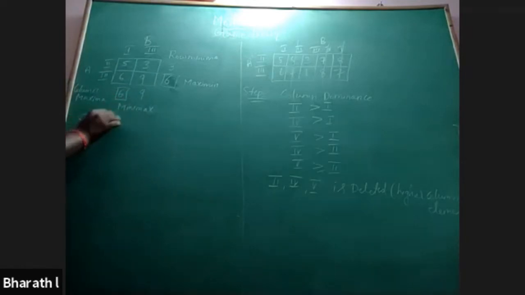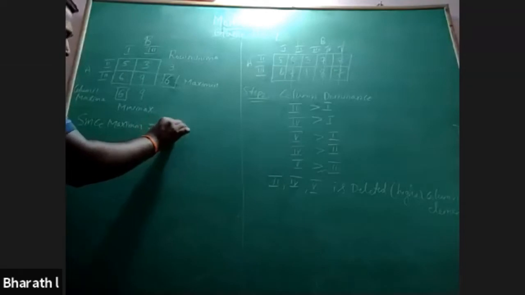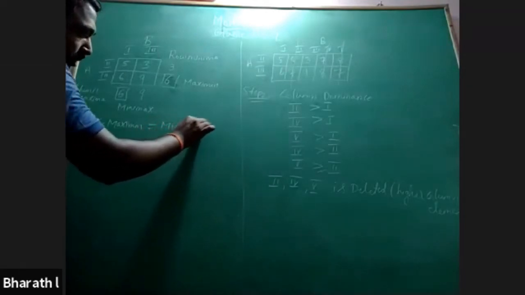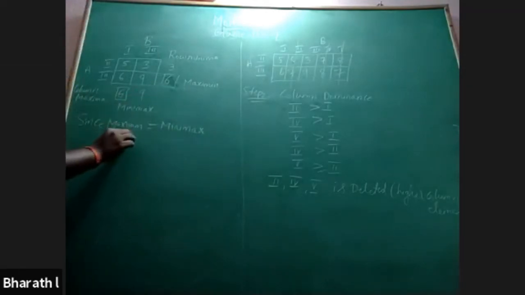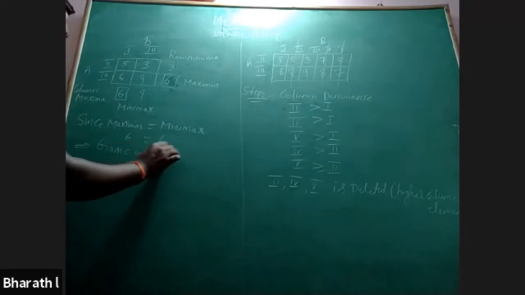Since maximin is equal to minimax, that is the maximin is 6 and minimax is also 6, this implies the game has a saddle point.